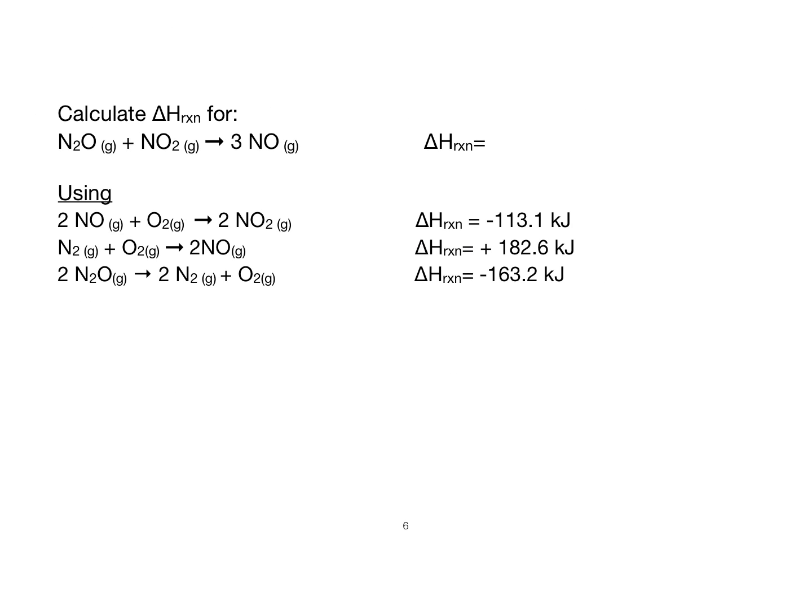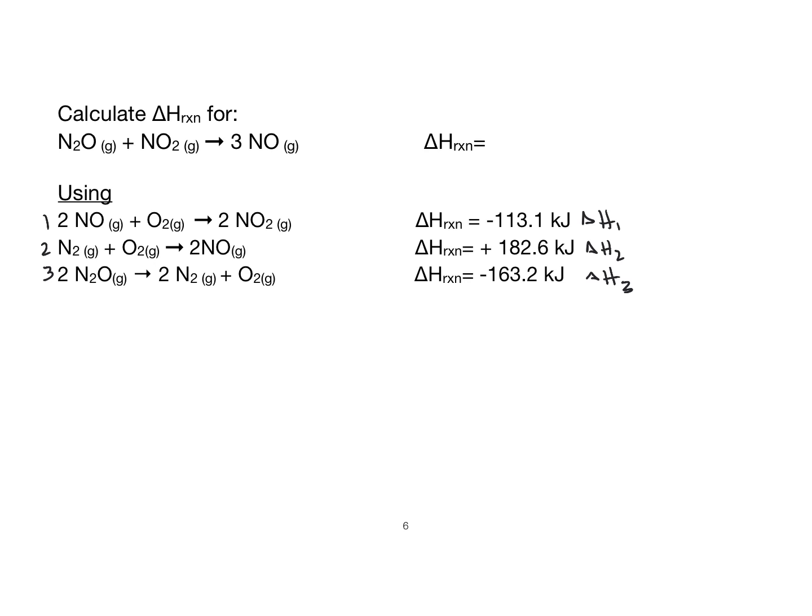So in this case, we want to calculate delta H reaction for N2O plus NO2, and that's going to give you 3NO. So we would like to know the balanced equation for that. So we're provided 3 different equations, 3 different delta H. I'm going to label these delta H1, delta H2, delta H3, and the same with my equations. So 1, 2, and 3.